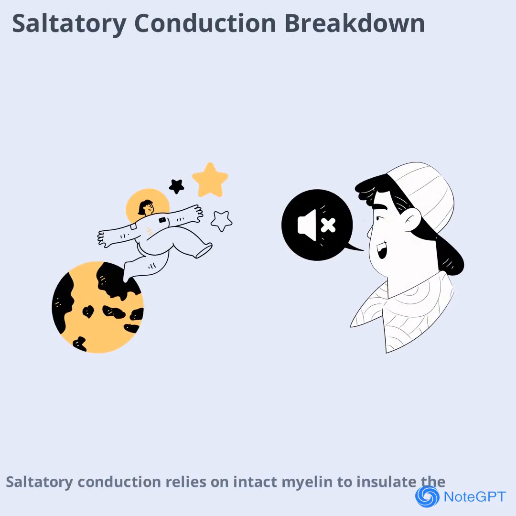Saltatory conduction relies on intact myelin to insulate the axon and focus the electrical current at the nodes. When myelin is damaged, as in demyelinating diseases, the current leaks out and the safety factor for conduction drops. If the safety factor falls below a critical threshold, conduction fails, resulting in a conduction block. Sometimes the damage is so severe that the signal can't jump to the next node, leading to a complete loss of function in that nerve segment. Even before total block, slowing of conduction velocity can occur, and the timing of signals among fibers becomes desynchronized, causing temporal dispersion. These changes are key markers in nerve conduction studies and help differentiate between types of neuropathies.